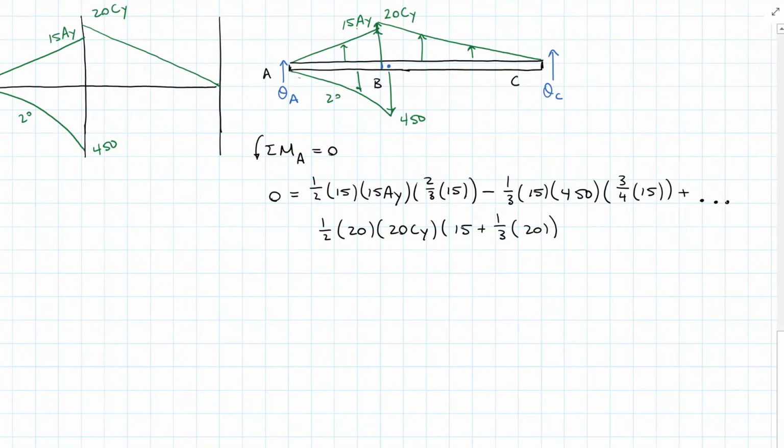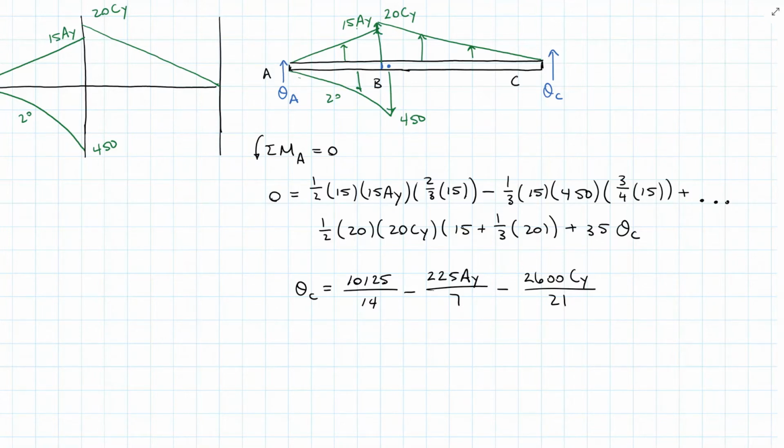And then last, my conjugate reaction theta C. Solving for theta C, I get 10,125 over 14 minus 225 AY over 7 minus 2600 CY over 21. Okay, so I have an equation for theta C.